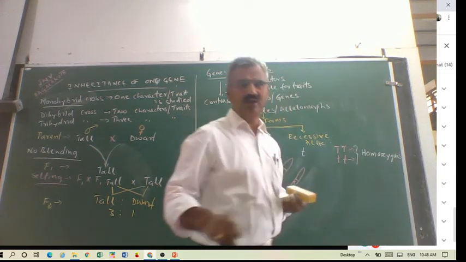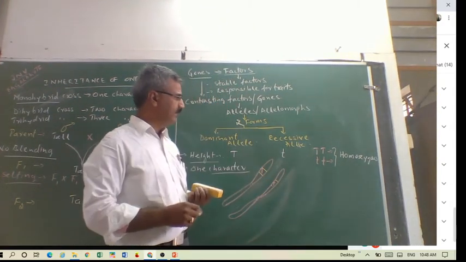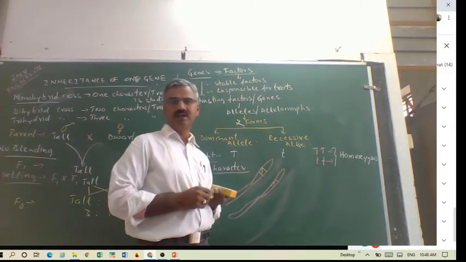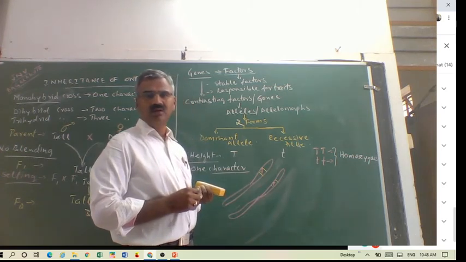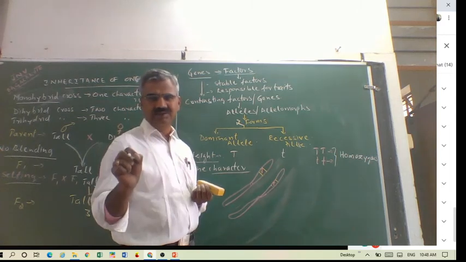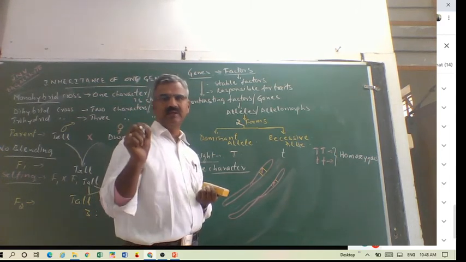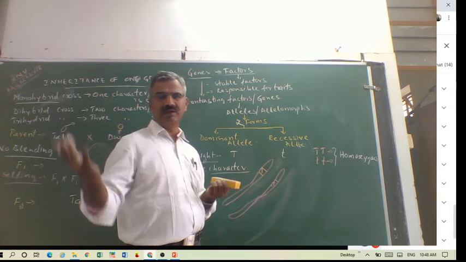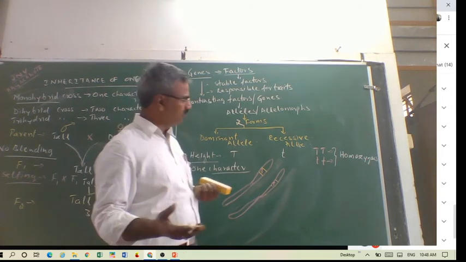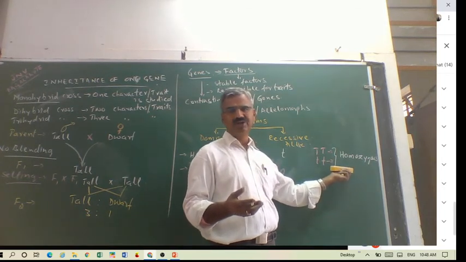What is that called? Homozygous. If the alleles are of the same kind, if the allelomorphs are of the same kind, if both are dominant or both may be recessive in nature, then that condition is what we call the homozygous condition.